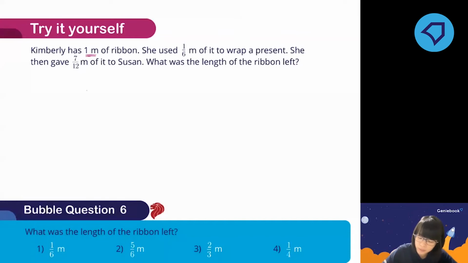So you're going to start with 1 meter of ribbon. She's going to use 1/6 of it, so you're going to minus 1/6 meter. And then she's going to give away 7 over 12 of it, so you minus 7 over 12 of it. Okay, so this is how you're going to do your subtraction of your fraction. But then you're going to make all the denominators to be the same.